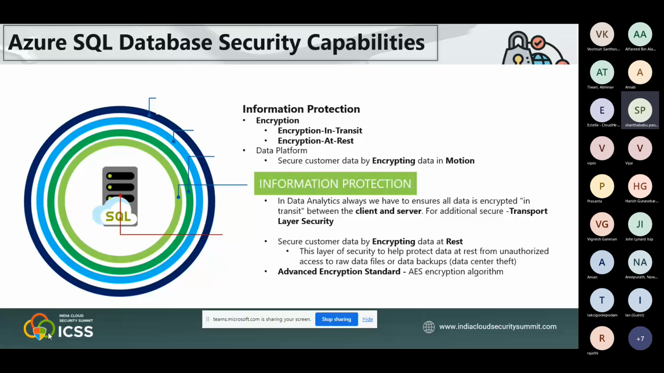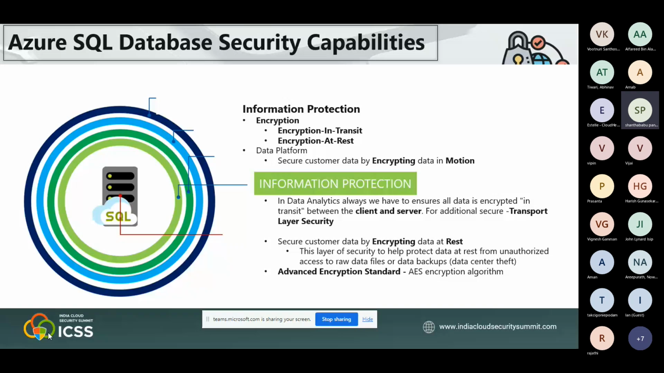There are two flavors available, right? In data analytics, we have to ensure that all the data is encrypted in transit between the client and server. That is transport layer security, right? So the data transmitted from my source into my landing area needs to be encrypted. I have to look at that. Hey, it's encrypted, yes, it's fine. Encrypted, I'm happy. And then secure customer data by encrypting at rest.